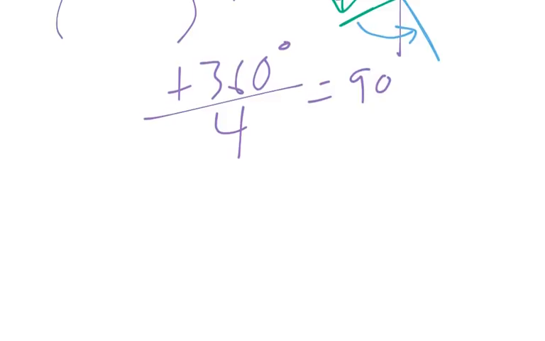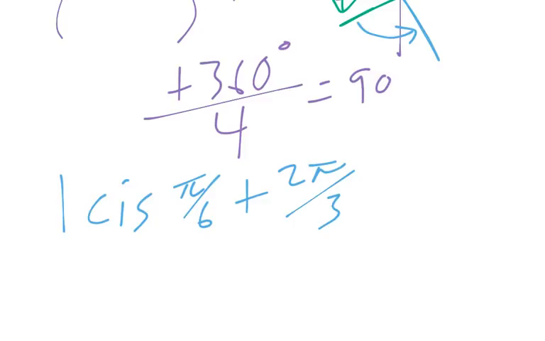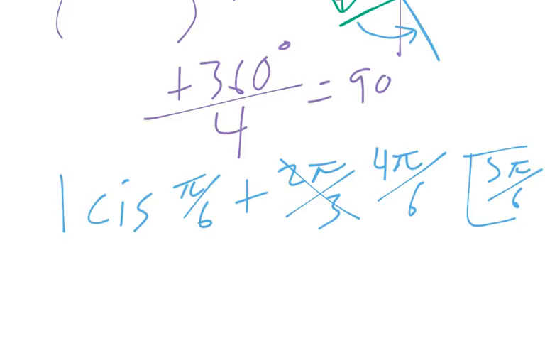In other words, in the last problem, if we had, say, 1 cis pi over 6, we don't need to go through and add 360 and then divide by 3. Instead, we could just add 2 pi divided by 3 to each answer. Of course, 2 pi divided by 3, if we found our common denominator, would be 4 pi over 6. And notice pi over 6 plus 4 pi over 6 is equal to 5 pi over 6. And that was our second answer, 1 cis 5 pi over 6.